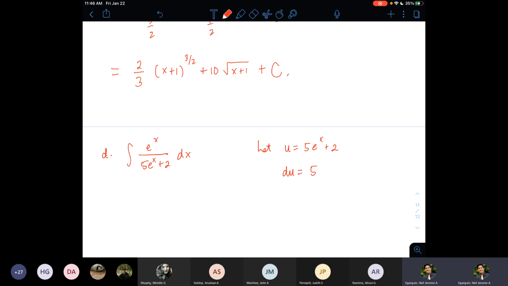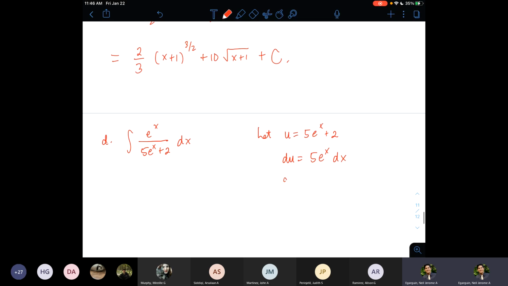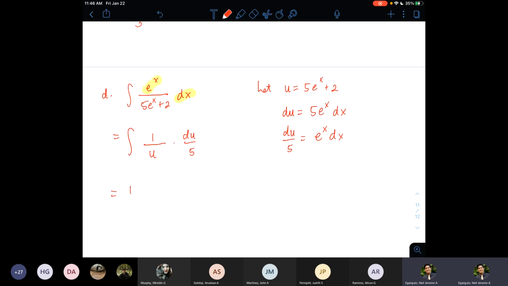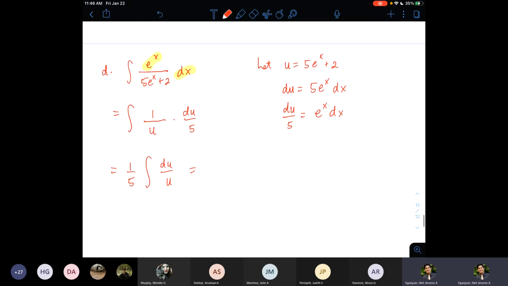du will be what? 5 e to the x dx. And if we just divide both sides by 5, I get e to the x dx will be the replacement for du over 5. And that's fine. We have that there. So this will simply be du over 5. And then what remains is 1 over our u. Okay. And then this would be 1/5 integral of du over u. And this would be ln, right?